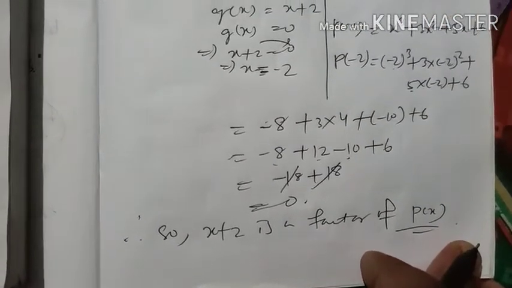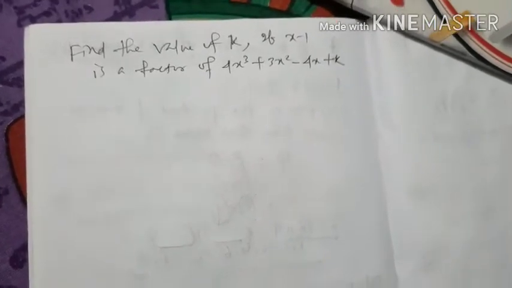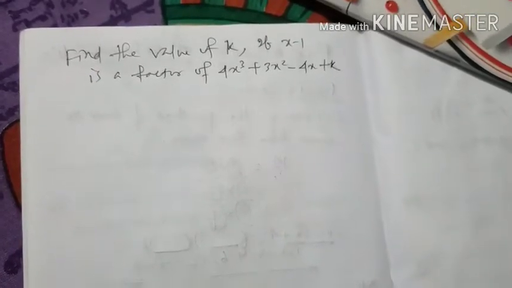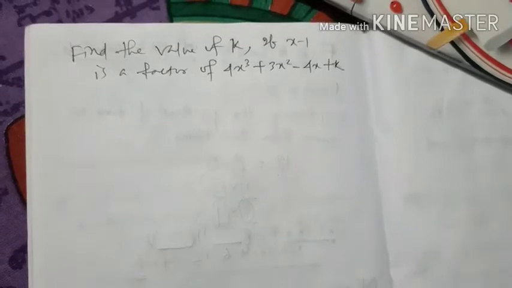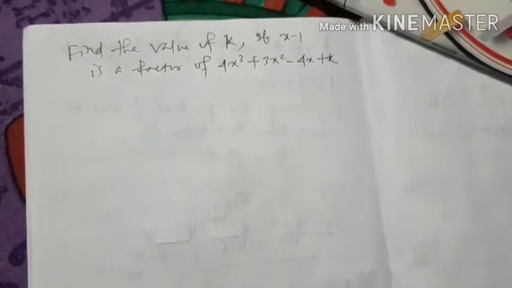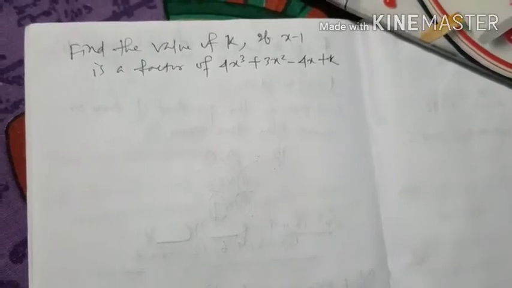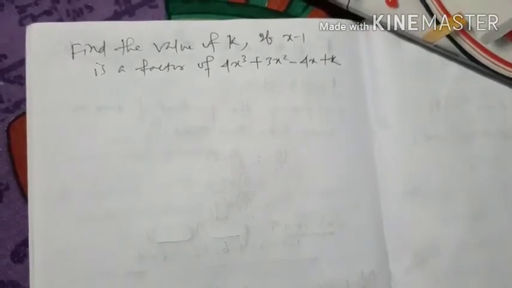Right now, let us discuss another example. So students, look here, the question is: find the value of k if x minus 1 is a factor of 4x cube plus 3x square minus 4x plus k. As it is given here, x minus 1 is a factor of 4x cube plus 3x square minus 4x plus k.